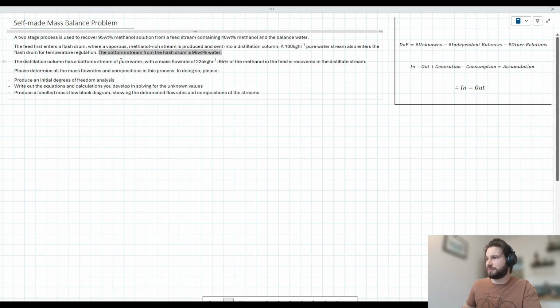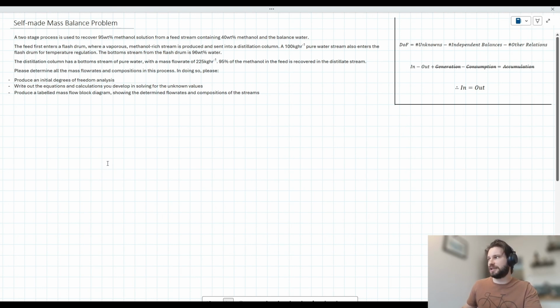The distillation column has a bottom stream of pure water with a mass flow of 225 kilos an hour, and 95% of the methanol in the feed is recovered in the distillate stream. Please determine all the mass flow rates and compositions in this process. In doing so, please produce an initial degrees of freedom analysis, write out the equations and calculations you develop in solving for the unknown values, and produce a labeled mass flow block diagram showing flow rates and mass compositions.